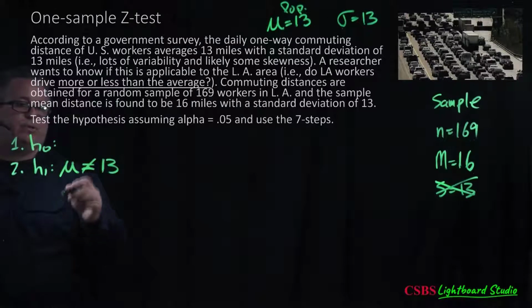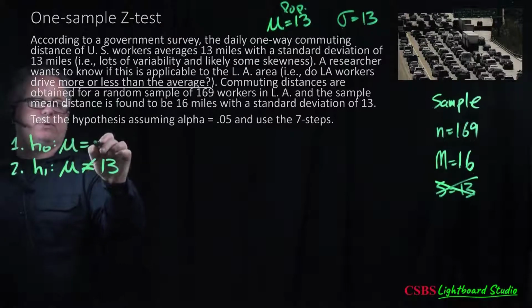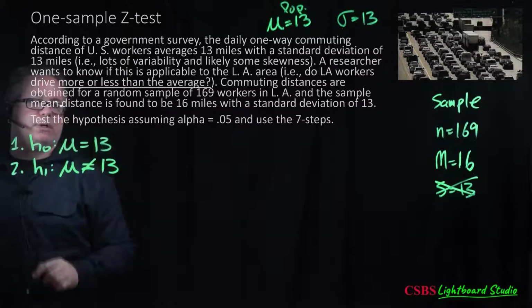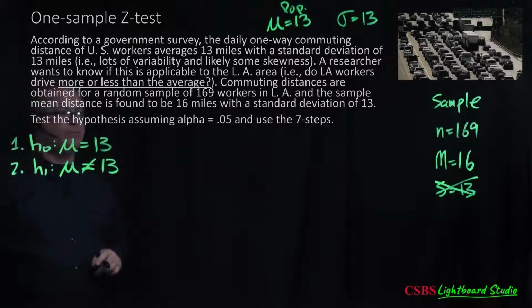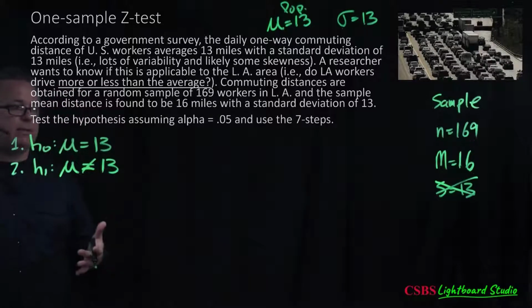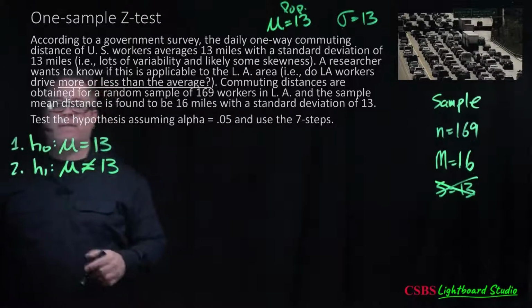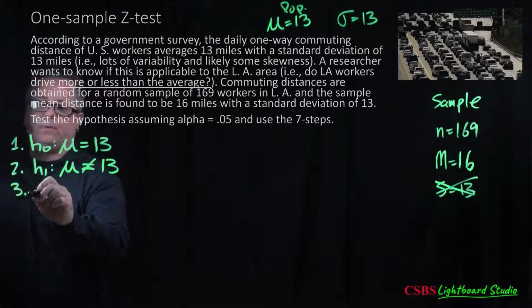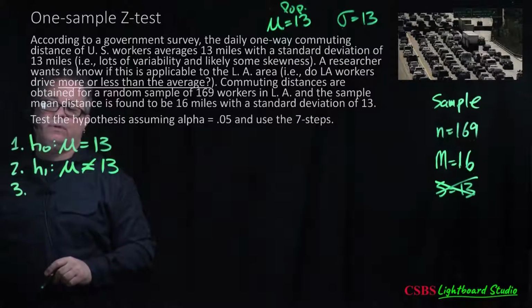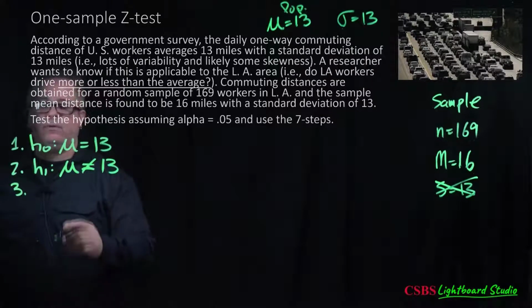So if that's true, then the null is going to be that mu is equal to 13. Okay, so that's what we're trying to test. Is our sample of 169 commuters different than the population? Step 3 is to state alpha.